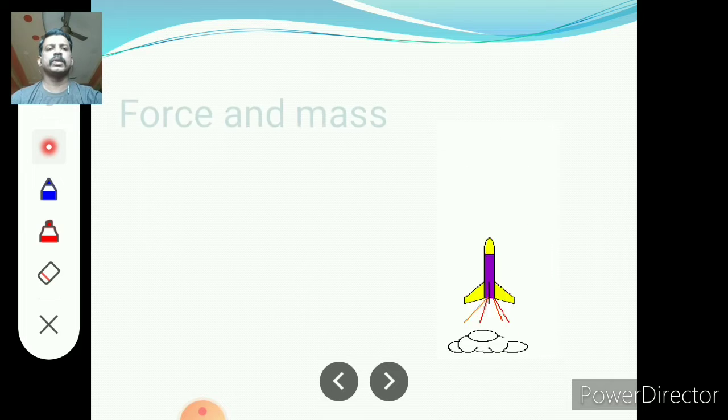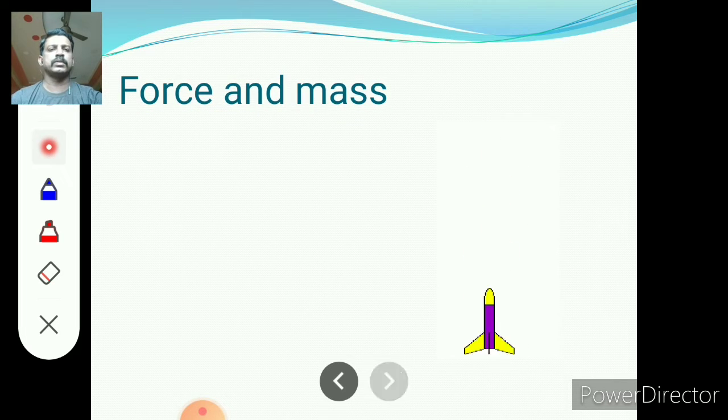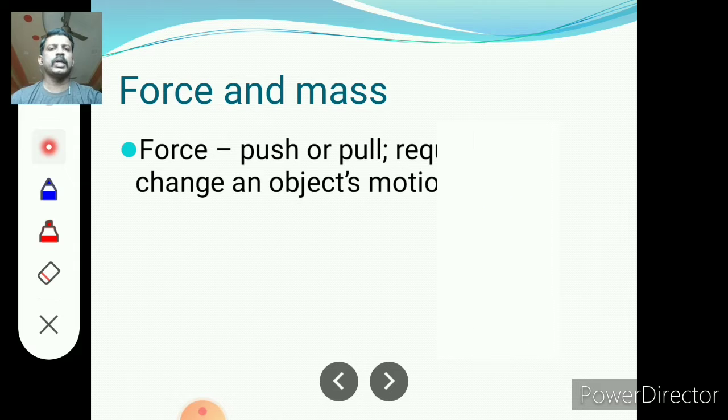So here we consider force and mass. Force, push and pull are required to put an object in motion. Here a rocket is shown. The rocket is moving in the upward direction, and for that some gases are pushing the rocket upward. So the rocket is in motion due to the push of the gases. They are coming out from the back side of the rocket.